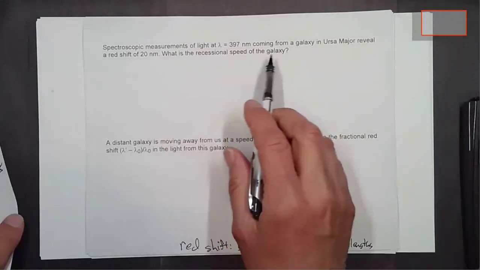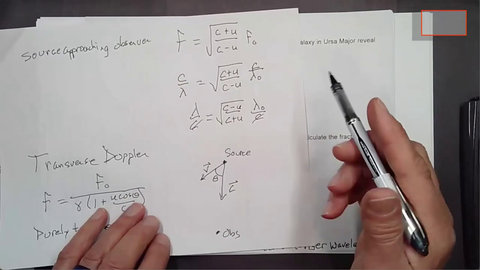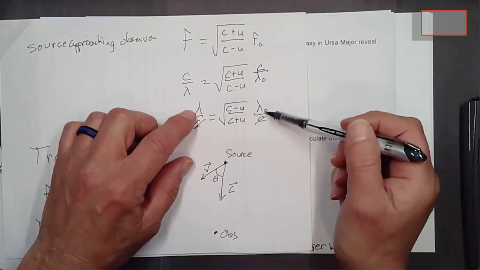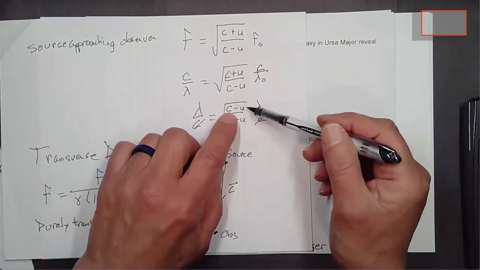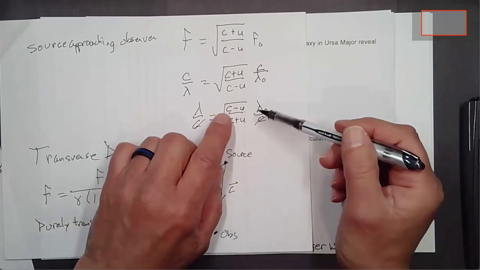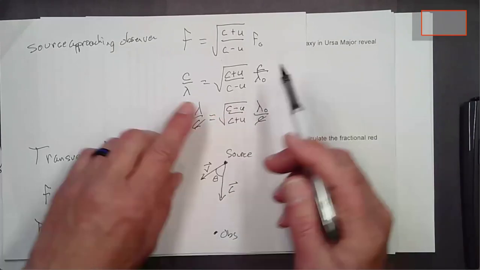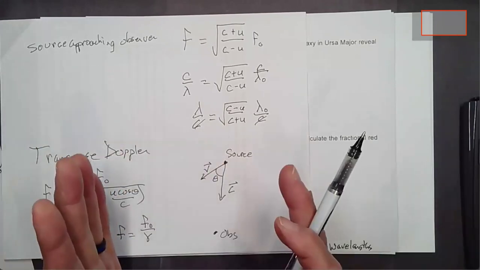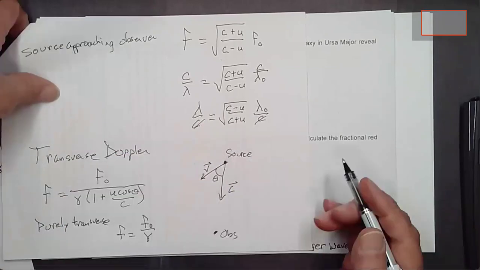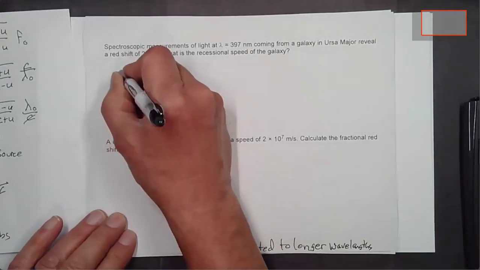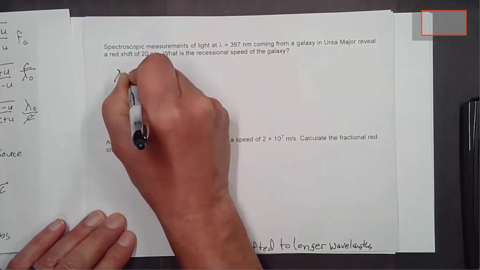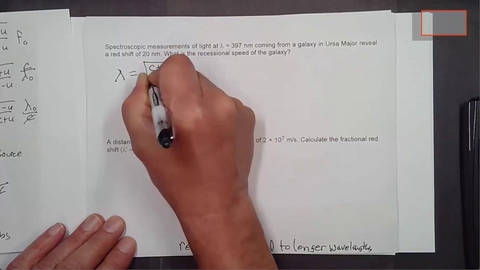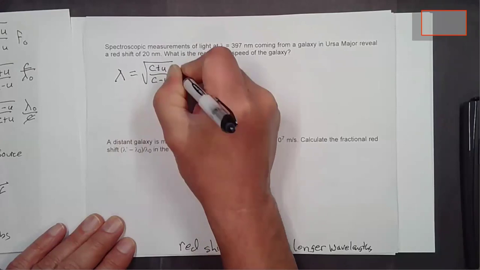If it's shifted to longer wavelengths, if we go back to our wavelength expression here, the only way it could be shifted to longer wavelengths is if you swap the signs here, because you've got a source that's moving away from you. These things are defined for a source approaching the observer, which shortens the wavelength and makes them blue shifted. But for this problem, we've got red shift. So we have to change the sign on the u. So we'll have c plus u over c minus u.